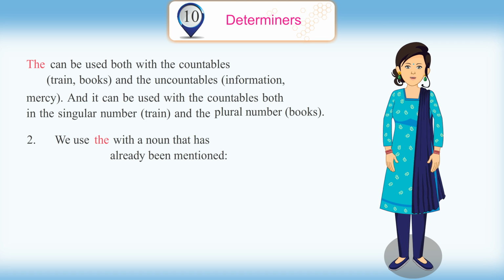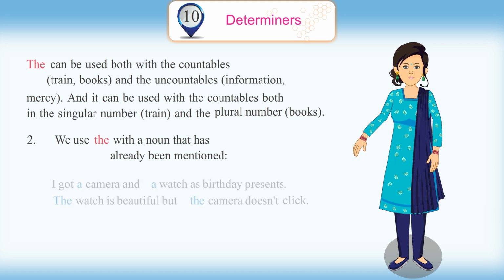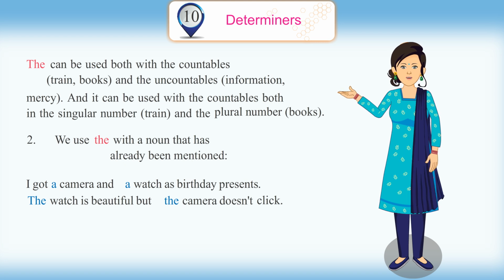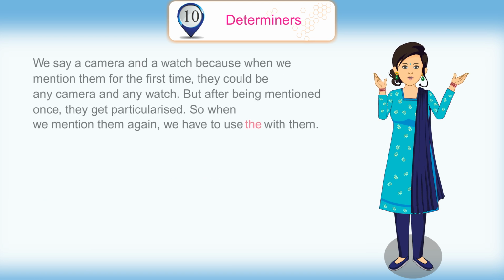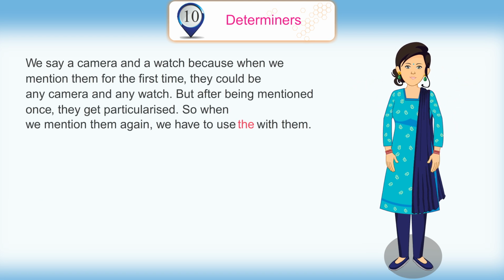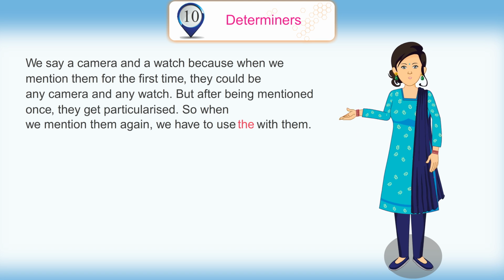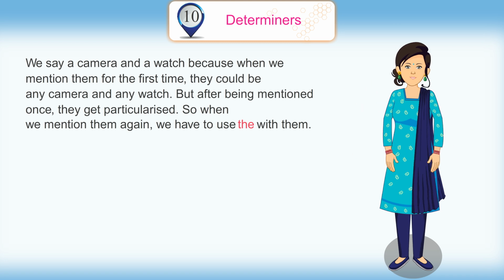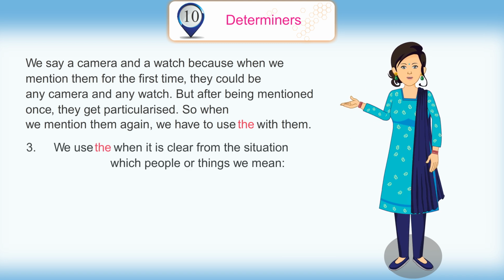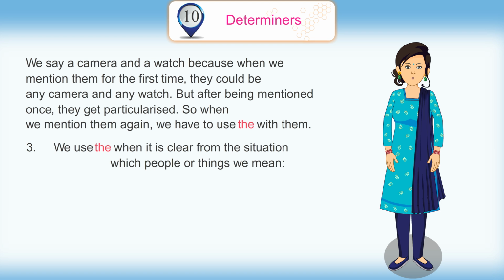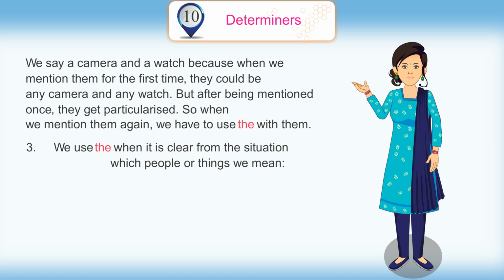We use the with a noun that has already been mentioned. I got a camera and a watch as birthday presents. The watch is beautiful, but the camera doesn't click. We say a camera and a watch because when we mention them for the first time, they could be any camera and any watch, but after being mentioned once, they get particularized. So when we mention them again, we have to use the with them. We use the when it is clear from the situation which people or things we mean.